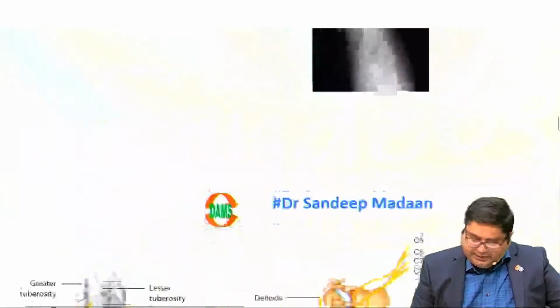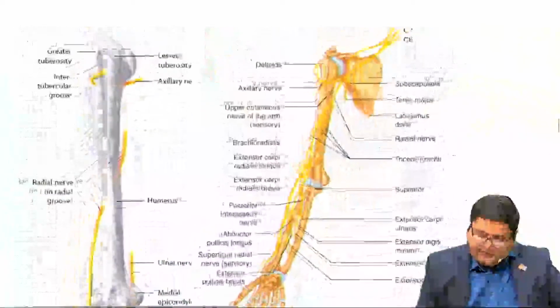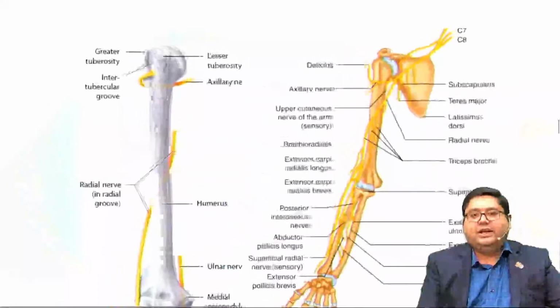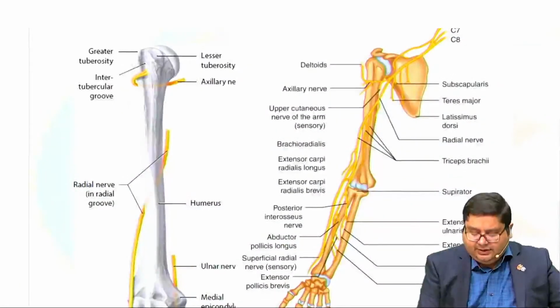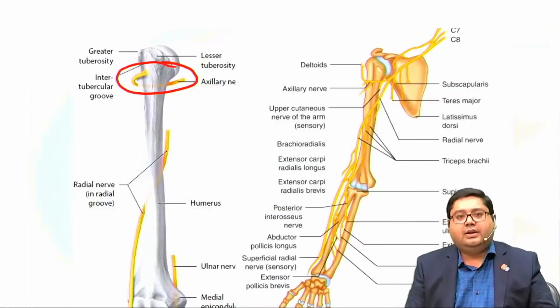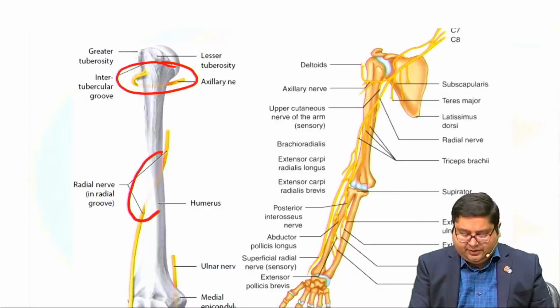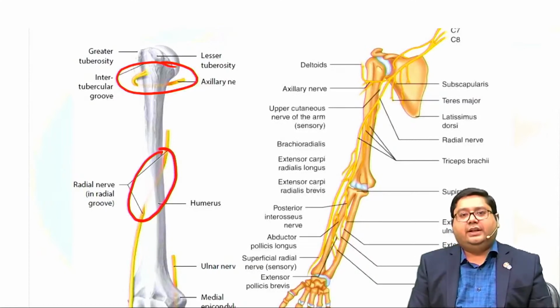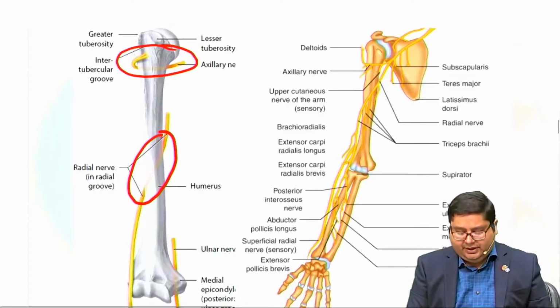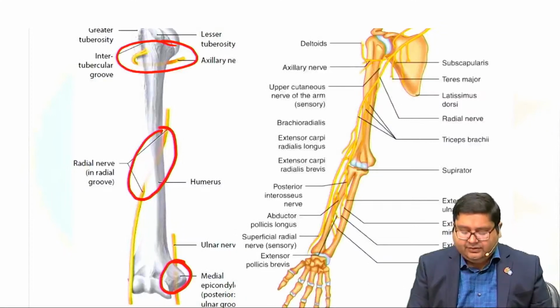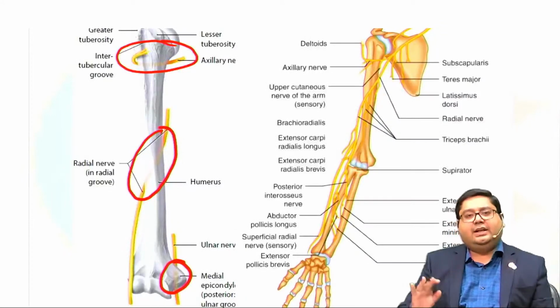So just to show you this part, with respect to the humerus, three nerves are directly related to it. Around the surgical neck of the humerus we have the axillary nerve, okay, and around this part over here we have the radial nerve, okay, and behind the medial epicondyle we have the ulnar nerve. These are directly related.